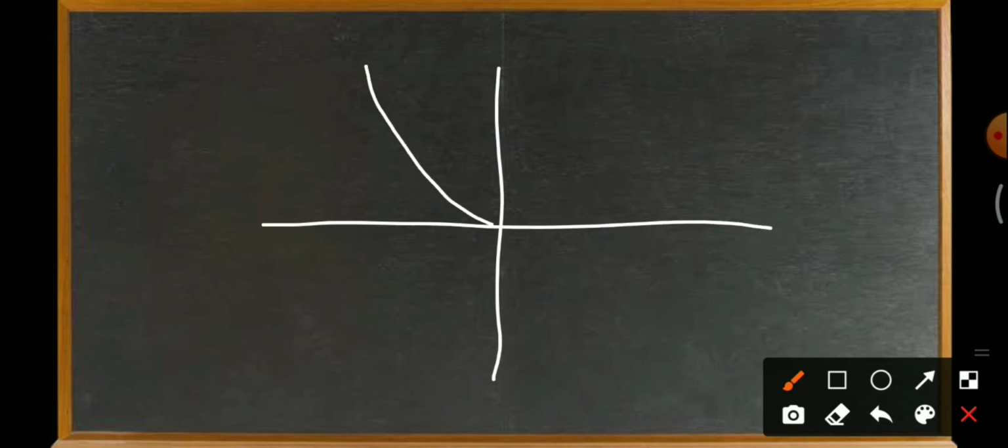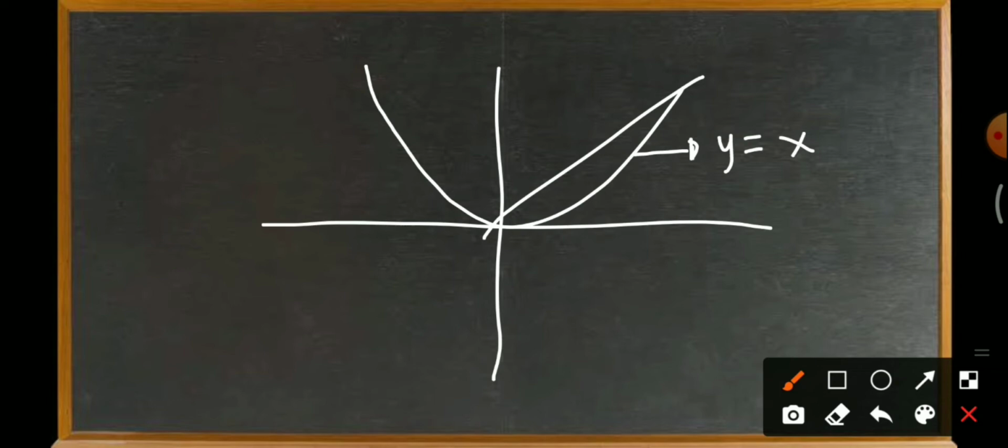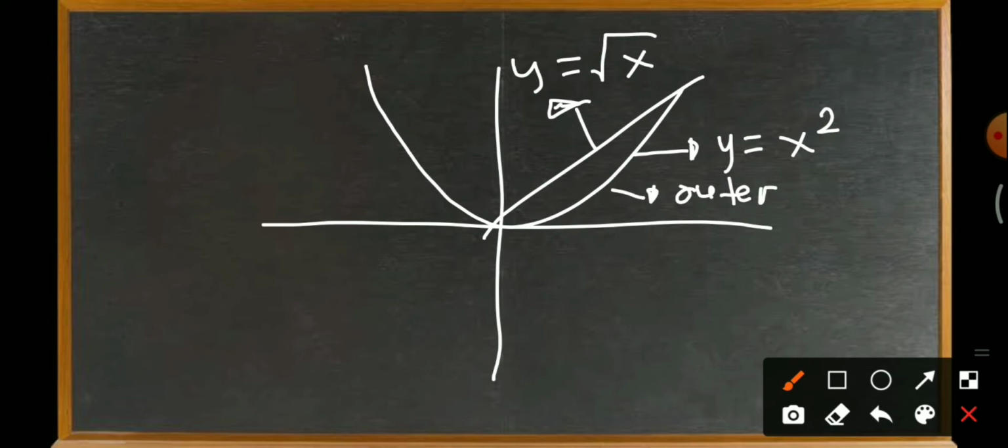If we graph the problem, it will look like this. This is the function y is equal to x squared, and this is y is equal to the square root of x. So in the washer method, this will be the outer radius and this will be the inner radius.